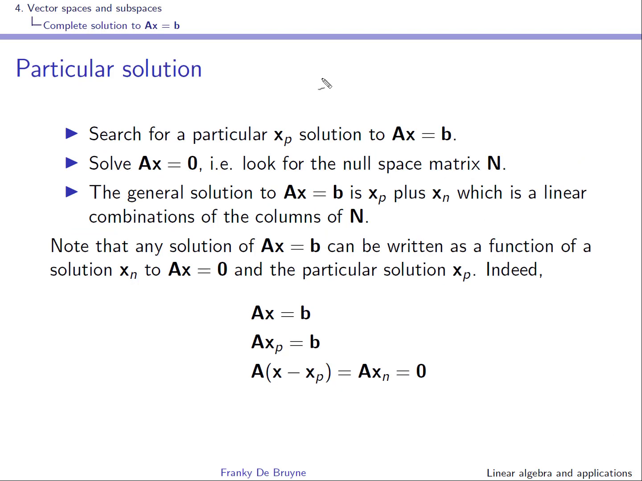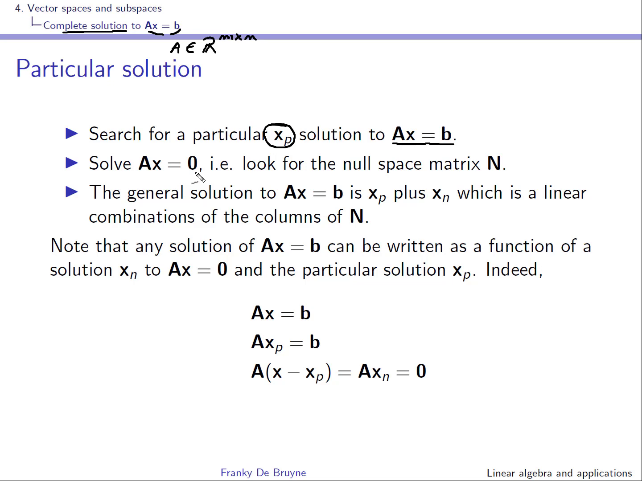Well, we want the complete solution to Ax = b. Okay, and A here is in R^(m×n), so there are m rows and n columns. Suppose that you have a particular solution, we'll call it x_p, to the system Ax = b.